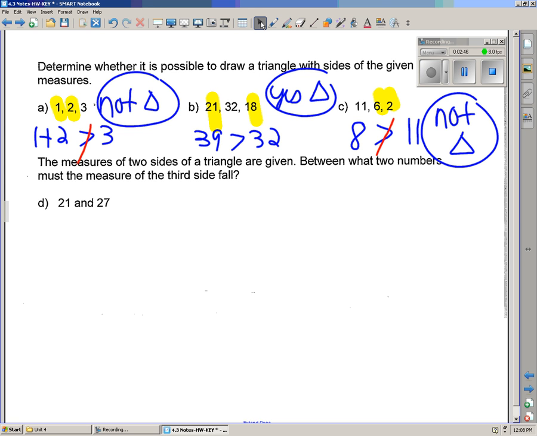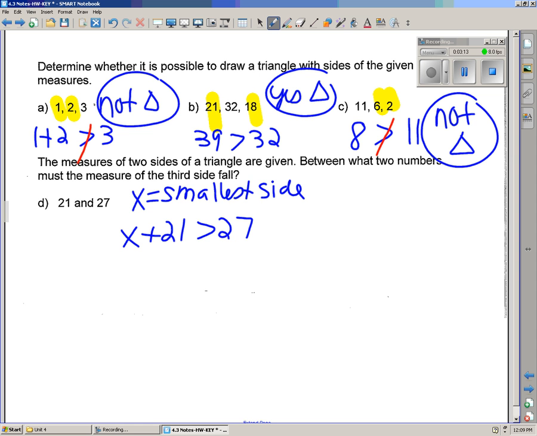Well, how do you find that third side? What would the possible value be for the third side if you're only given two? If you're given two sides, 21 and 27, there's a whole bunch of possibilities for that third side. Let's assume that the third side we're looking for, x, is going to be our smallest side. Then the two smallest sides for this problem would be x and 21, and when I add them up, they have to be greater than that third side, 27. When I solve for x, I know that my value for x has to be more than 6. So 7, 8, 9, 10, etc.